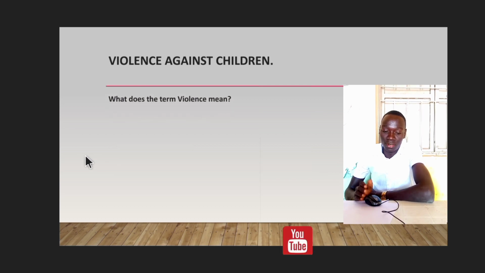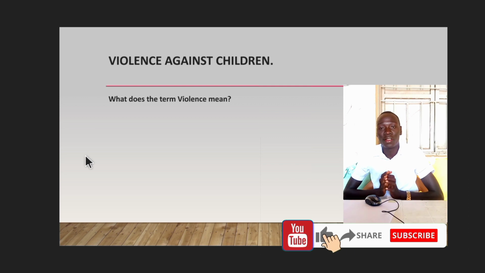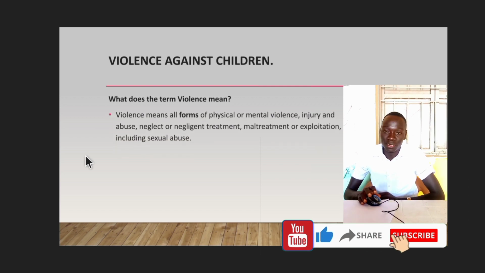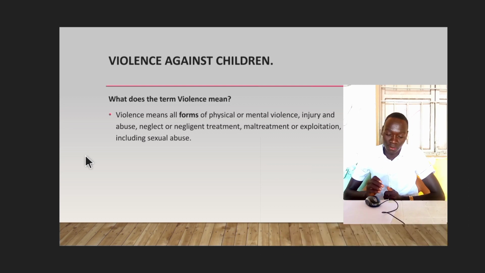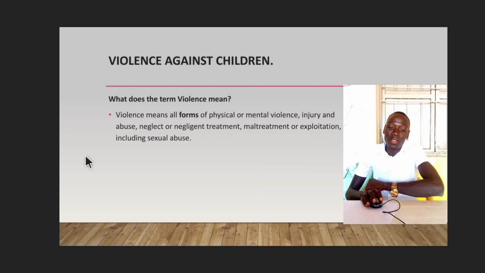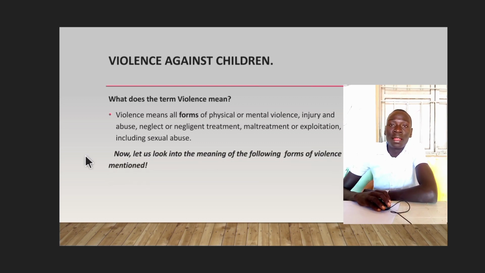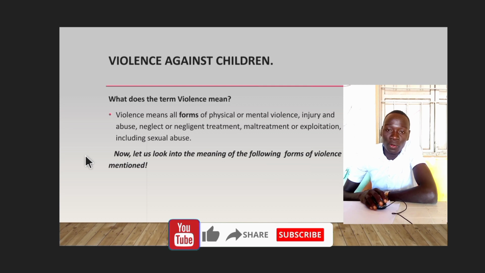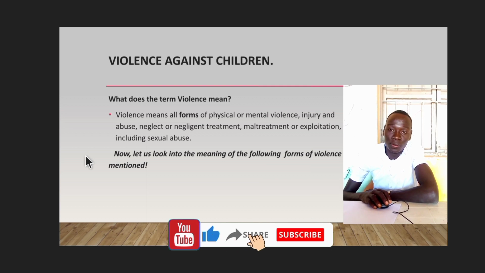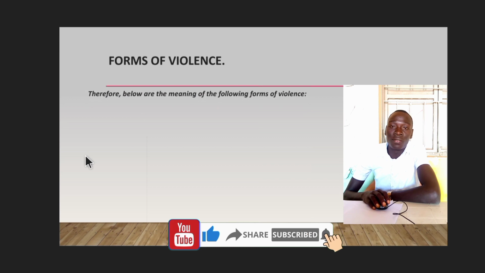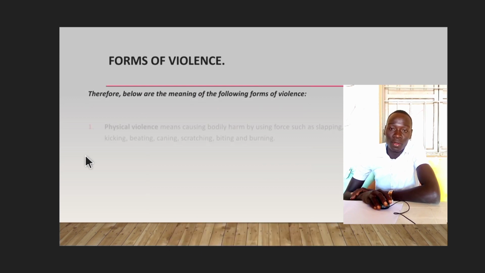Violence against children. Now, what does the term violence mean? Violence means all forms of physical or mental violence, injury and abuse, neglect or negligent treatment, maltreatment, or exploitation, including sexual abuse. Now, let us look into the meaning of the following forms of violence as mentioned. Below are the meanings of the following forms of violence.